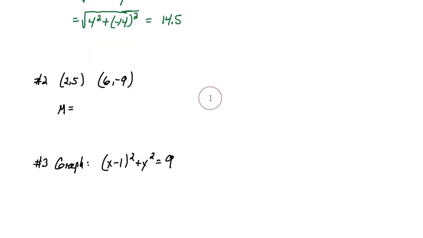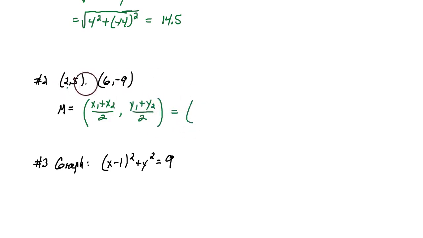Number 2, use the same ordered pairs but find the midpoint. So the formula is to average the x's and average the y's. 2 plus 6 makes 8, and 8 divided by 2 makes 4. And 5 plus negative 9 makes negative 4, and negative 4 divided by 2 is negative 2.